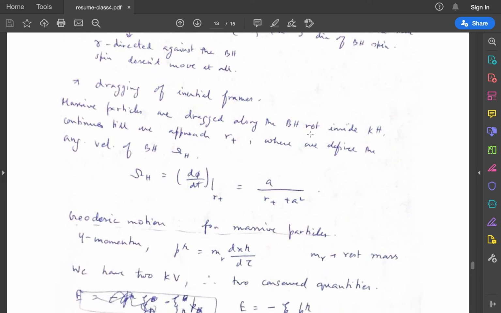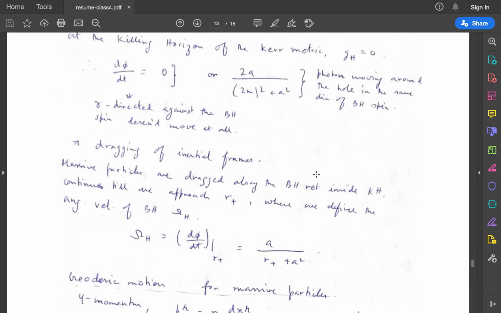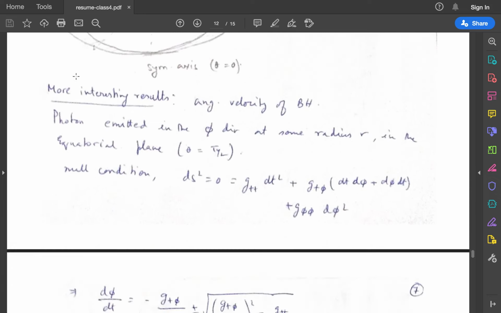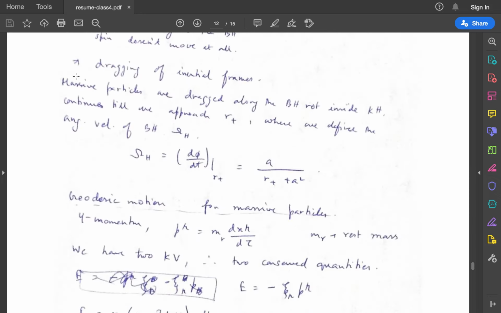So massive particles are dragged along with the black hole's rotation inside the Killing horizon. This continues until it approaches r plus. The Killing horizon is inside here. The massive particles are dragged, and the drag continues till here, r plus. Once it reaches r plus, let us see what happens.